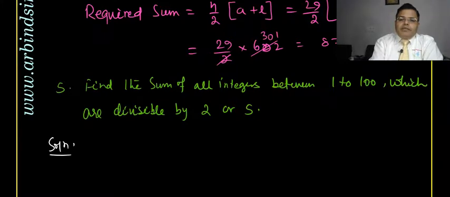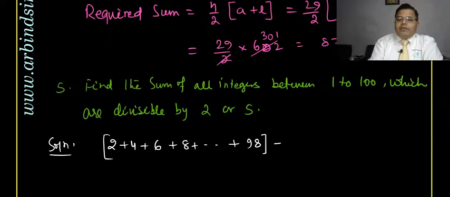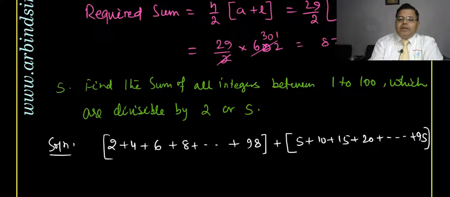This is a tricky one because we can have a number divisible by 2. So that would be 2 plus 4 plus 6 plus 8 up to 100, between 1 to 100. Now those divisible by 5 can be 5 plus 10 plus 15 plus 20 like this up to 95. Sorry, it is given integers from 1 to 100. It means 1 is also taken and 100 will also be taken.